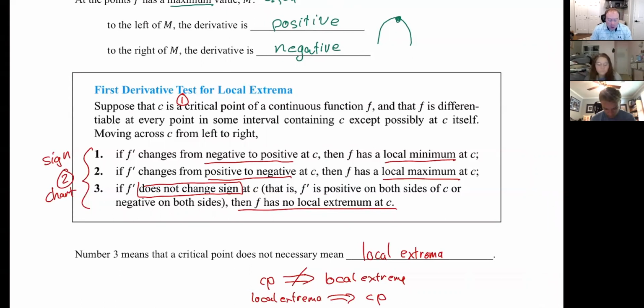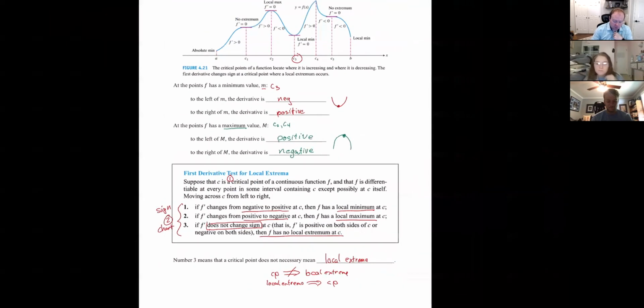So what we're going to do is work through the test a few times in a more complicated example, and that will pretty much cover the first derivative test. In section 4.4, we talk about the second derivative test, but let me pause to see if there are questions.